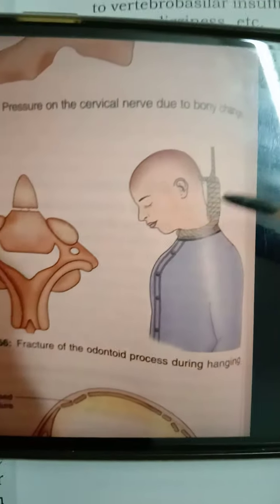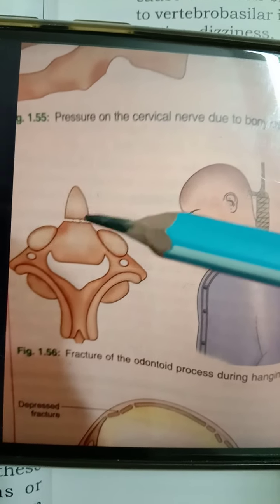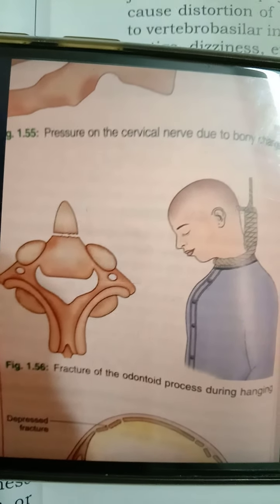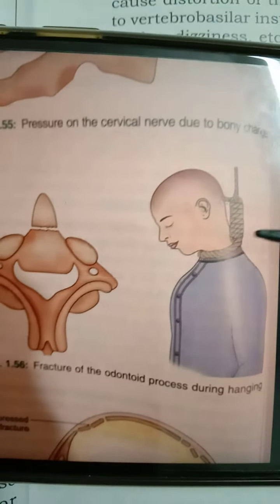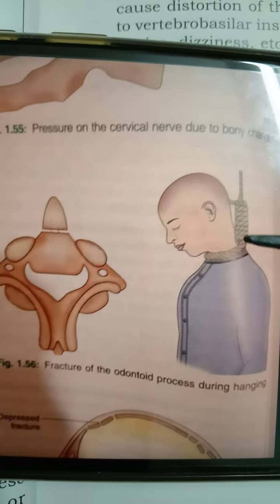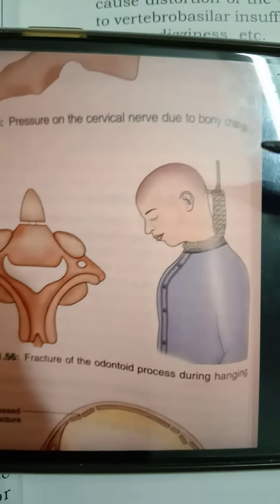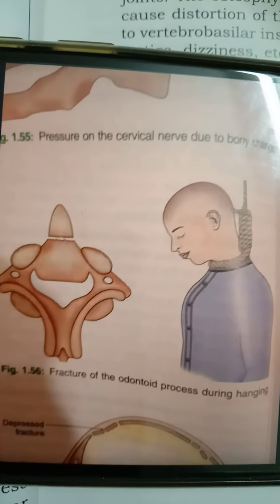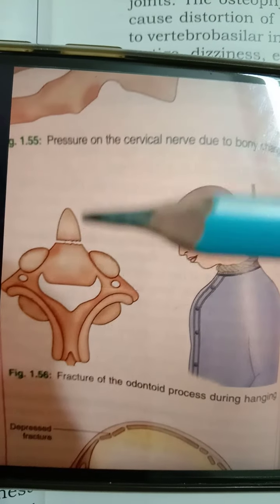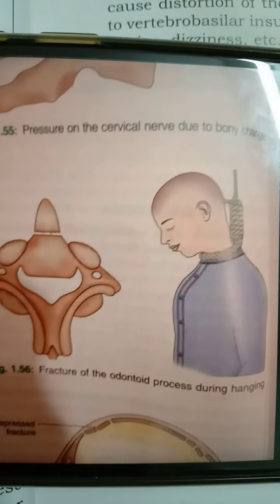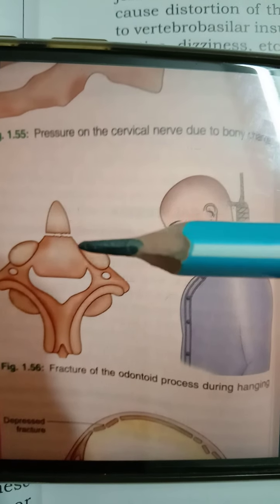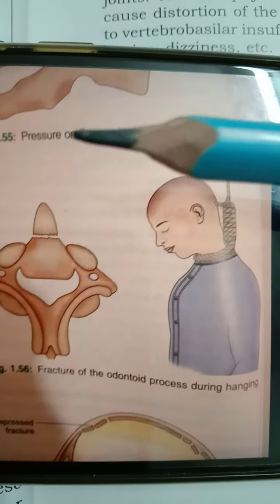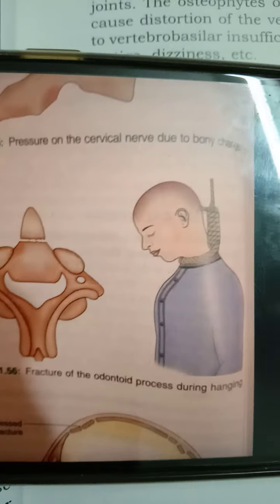Then the next point is judicial hanging. In hanging cases, the odontoid process of the axis vertebra usually breaks and hits the vital centers present in the medulla oblongata. On the medulla oblongata two major centers are present, the cardiac center and the respiratory center. Because of the breaking of the odontoid process, these centers are injured, and the function of the heart and the respiration done by the lungs suddenly stops, and sudden death of the patient occurs.